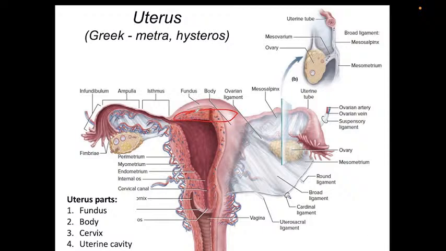This is the upper part. Then the body, here, body. Fundus and body are located inside of the peritoneal cavity, inside of the small pelvis. But this part we call cervix. It is located close to the vagina, and some part of the cervix is in the vagina.